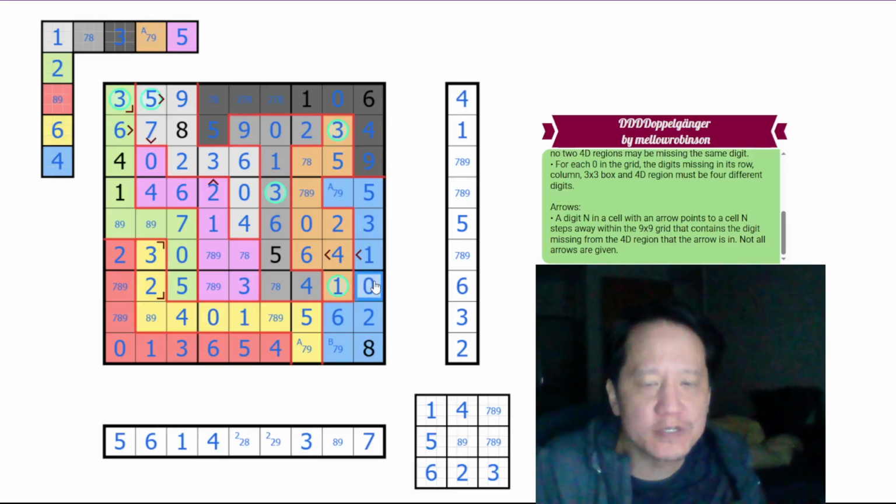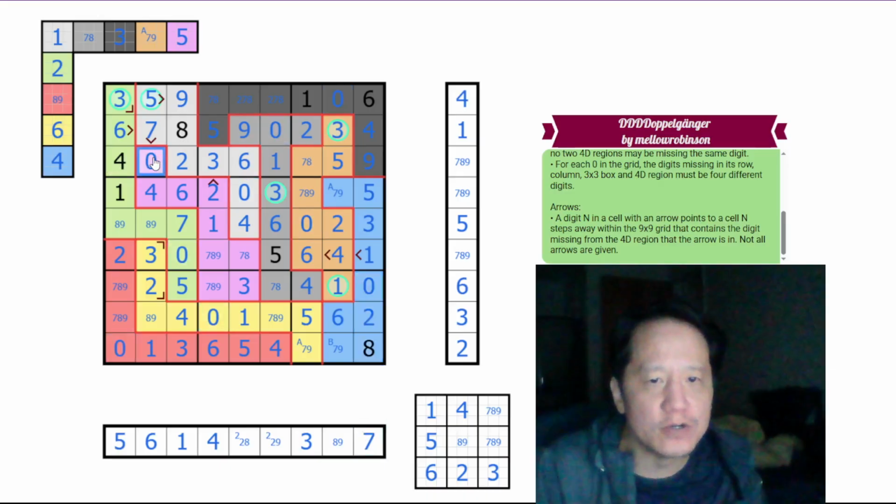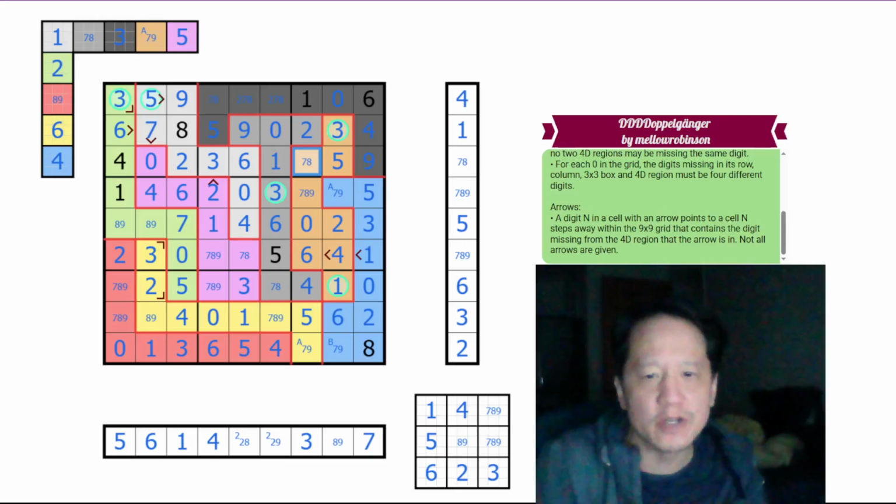This 0 is missing a 6. It's missing a 6, a 4, a 3, and a 7. Okay, so let's look at the zeros. This 0 cannot be missing a 9. So it's missing 7 or 8 in box 3.